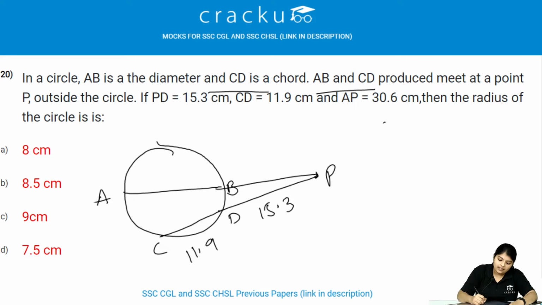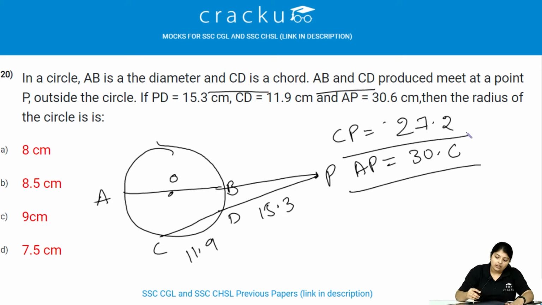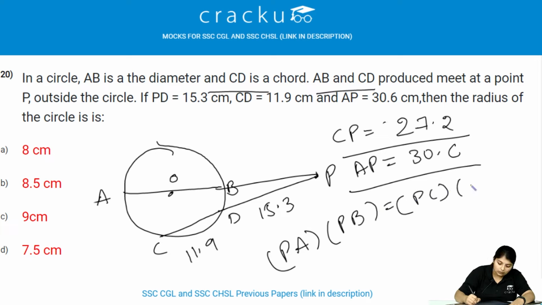Therefore, CP is equal to 27.2. It is given that AP is equal to 30.6. Then the radius of the circle is, it is asking the radius of the circle, that is OB or AO. So, from this, there is a property that PA into PB is equal to PC into PD.